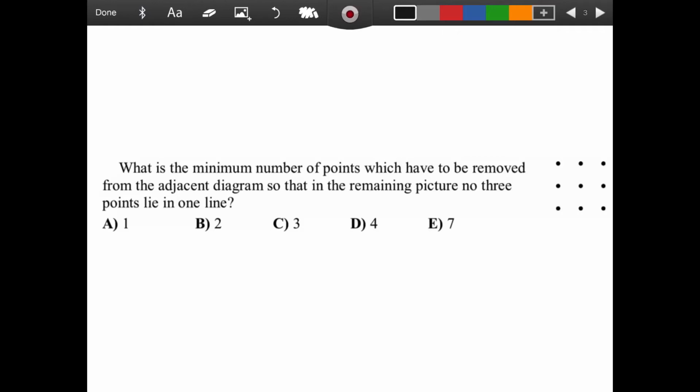I'm going to be showing you the solutions to Math Kangaroo levels 9 and 10 for 2009. I'm going to be showing you numbers 2, 8, and 16. So let's start off with number 2.